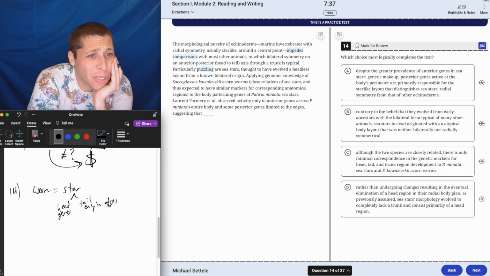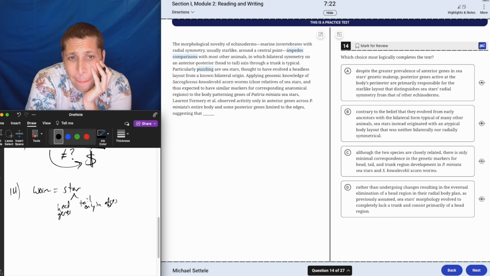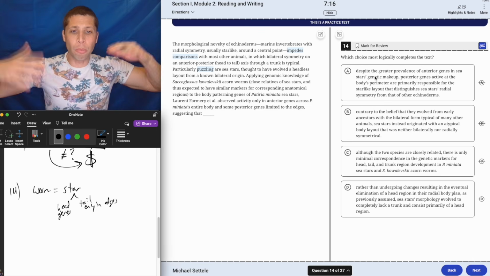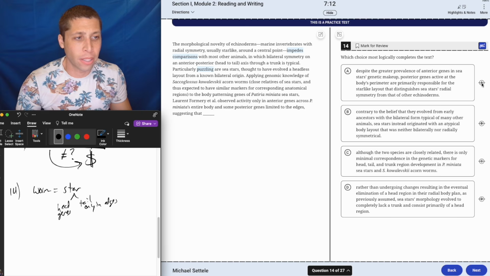Okay, I don't know. Despite the greater prevalence of anterior genes in sea stars' genetic makeup, posterior genes active at the body's perimeter are primarily responsible for the star-like layout that distinguishes sea stars' radial symmetry from that of other echinoderms. Greater prevalence of anterior genes in sea stars' genetic makeup. I mean, they're not saying there's more or less of the gene overall. They're talking about the activity of the gene in different places. So I don't think that's right.